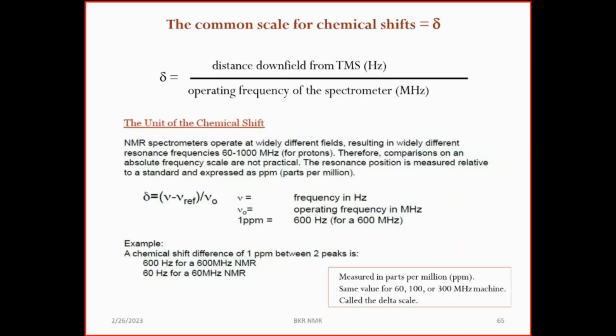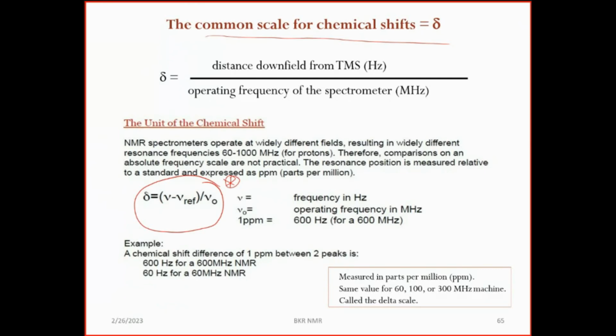Now I can see the common scale for chemical shift, delta. Delta is the distance downfield from TMS. So I can write it as mu minus mu reference. This is the formula: mu of the sample minus mu of the reference, divided by mu 0, where mu 0 is the operating frequency in megahertz.